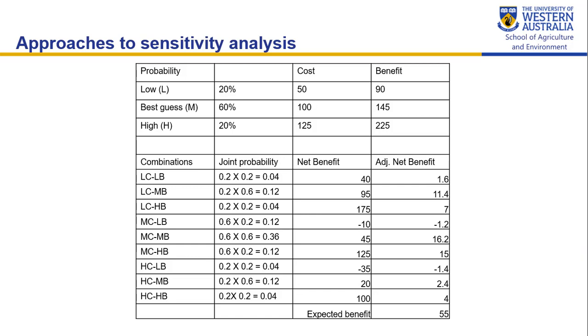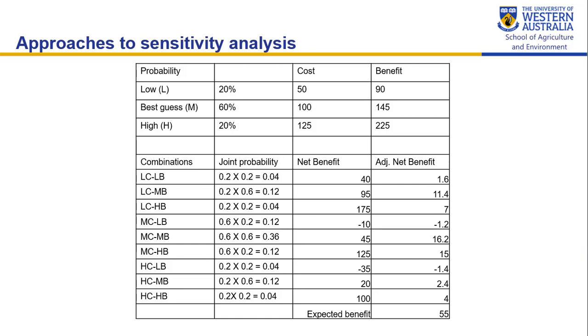Let's take the high cost and high benefit scenario, which again has a joint probability of 0.04. The net benefit in this case is 225 minus 125, and then we multiply it by the joint probability, which gives us an adjusted net benefit of 4. So to get the expected benefit, we have to add all the adjusted net benefits, which gives us a value of $55.